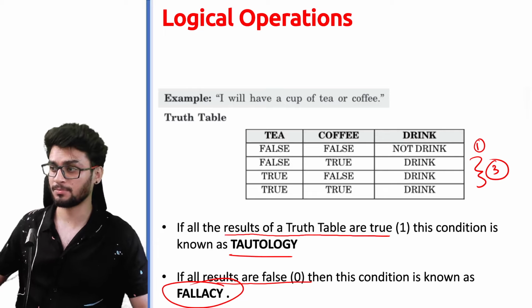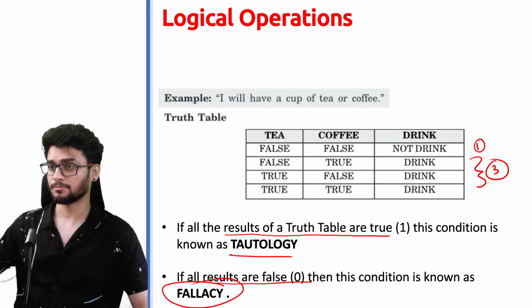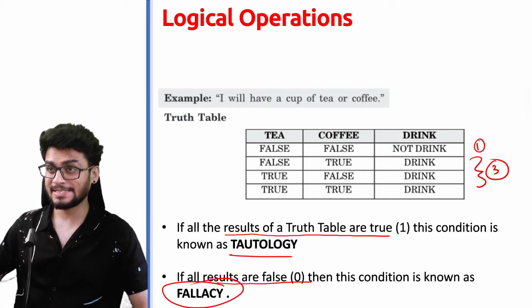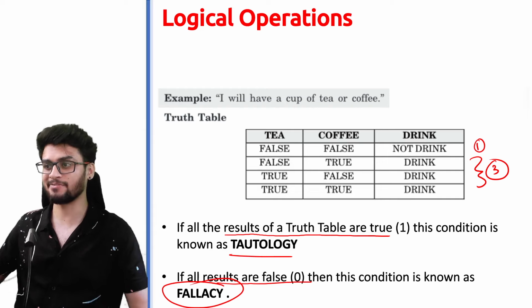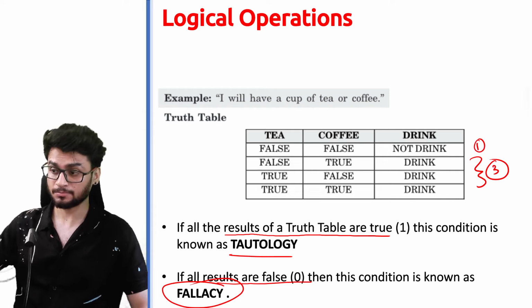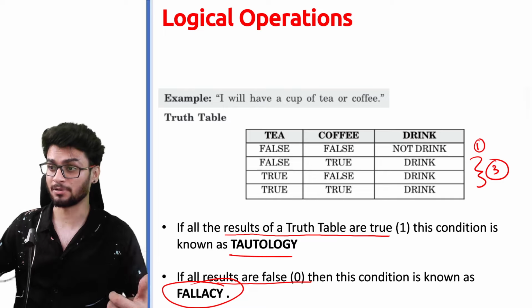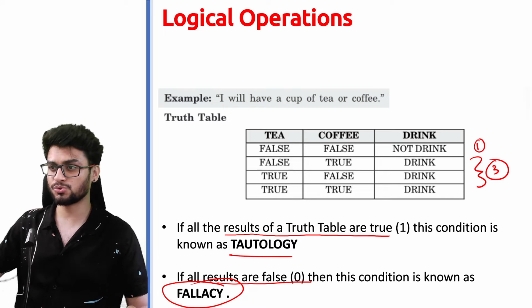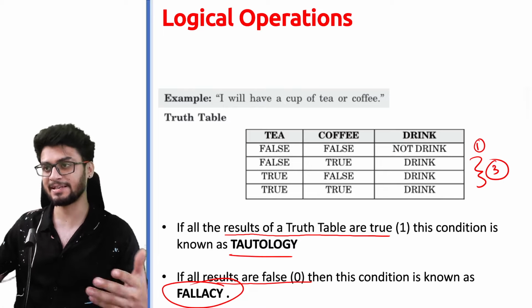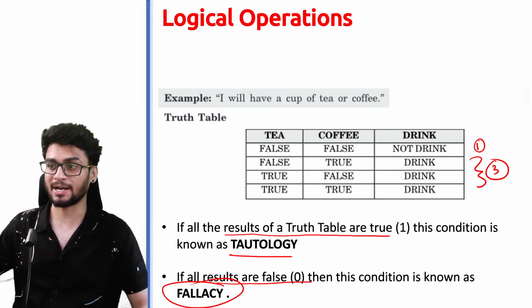But as we know, aisa kuch bhi nahi, na isme tautology hai na fallacy hai, because there is one not drink and three drink. So this is known as a logical operation. How you can see a logical statement and derive what is the end result, just by creating a truth table. Now, one of the ways to solve this is using a truth table. Second way is Boolean algebra. Wo hum log thode aage aake dekhenge.